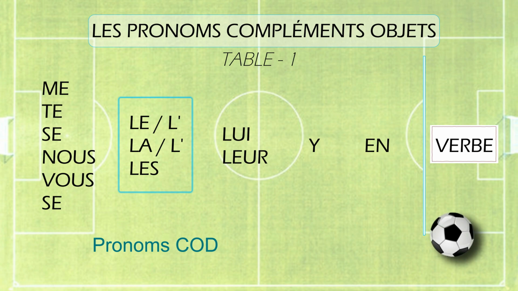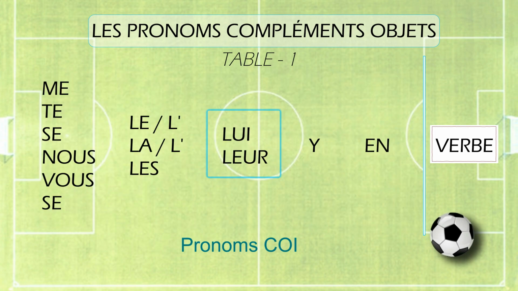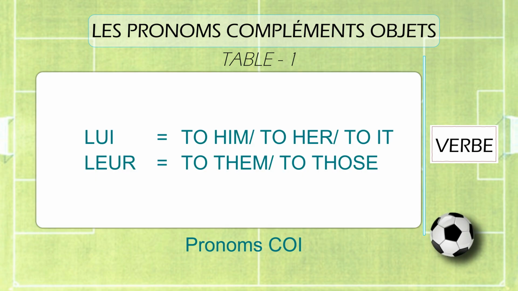Le, la, les. They are direct object pronouns. Le means him or it. La means her or it. Les means them or those. Lui and leur are indirect pronouns. Lui means to him or to her or to it. Leur means to them or to those.